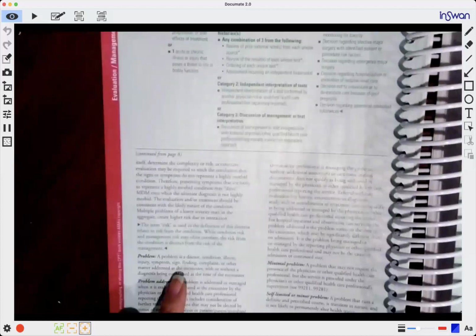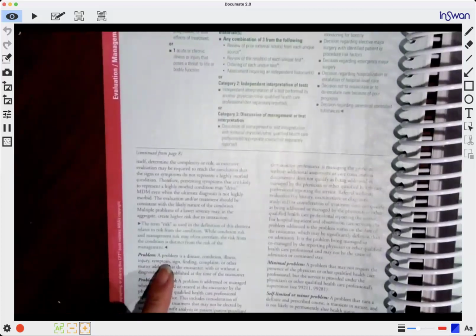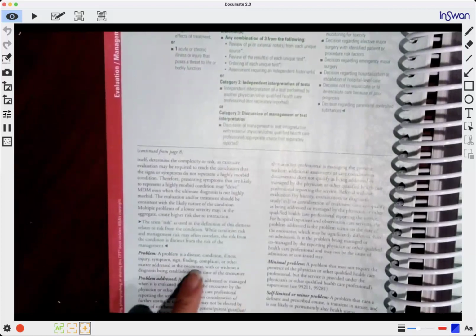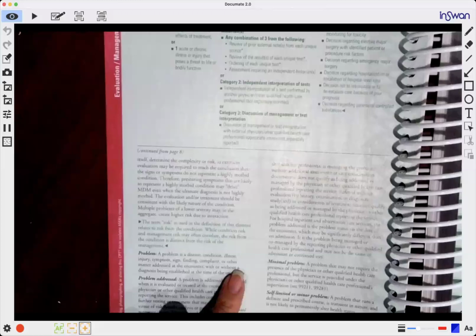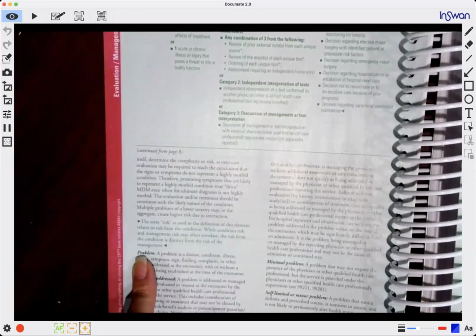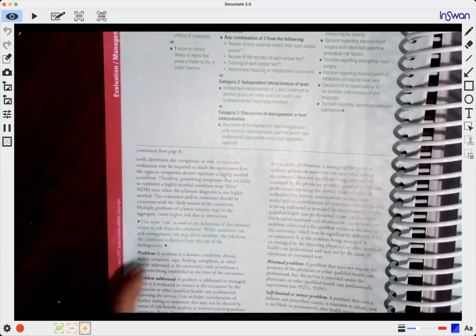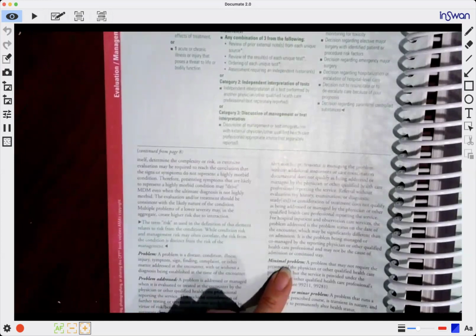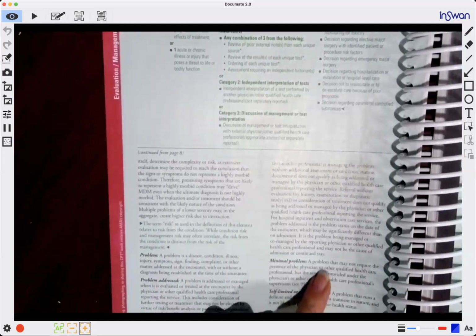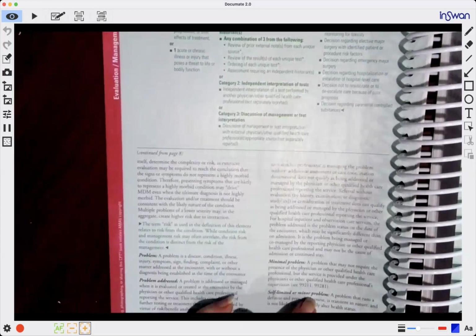A problem is a disease, condition, illness, injury, symptom, sign, finding, complaint, or other matter addressed at the encounter, with or without a diagnosis being established at the time of the encounter. So it's telling you what the definition of a problem is. It's telling you the definition of minimal problem versus self-limited or minor problem. So it's giving you the definitions here. Make sure that you refer to that.